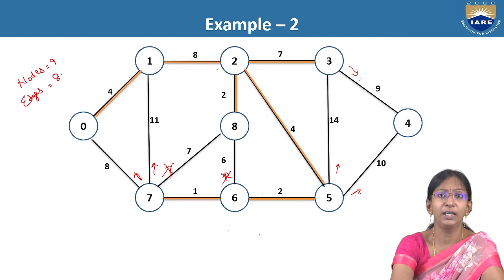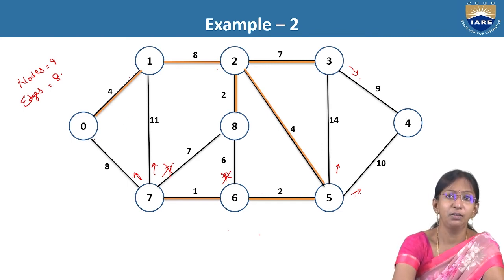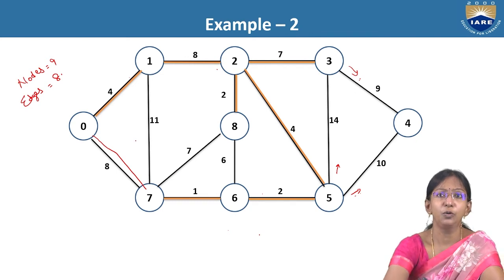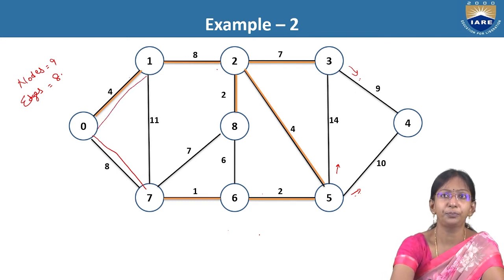What if I include 8? The next least is 8. Am I right? If I include 8, what will happen? This is the point which we need to consider. Let me erase these blunders which are not going to help us. What will happen if I include 8? Let's start with 0. 0 to 1.